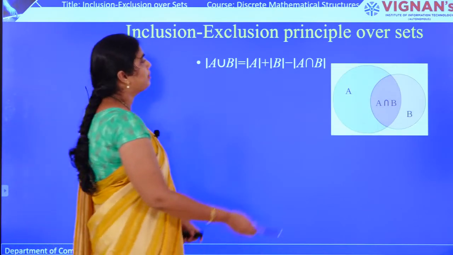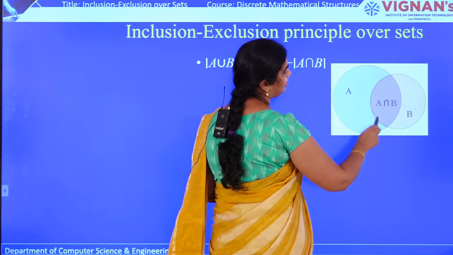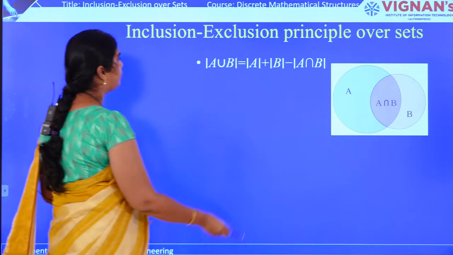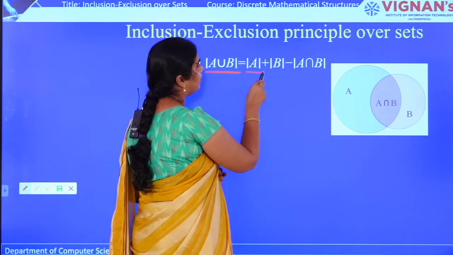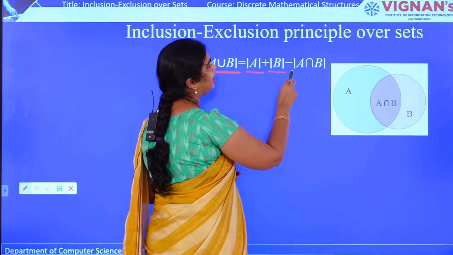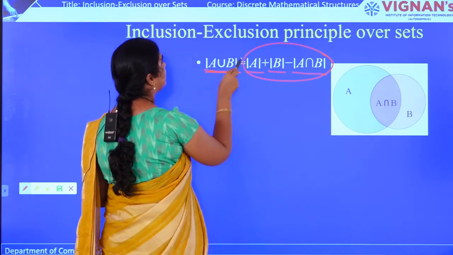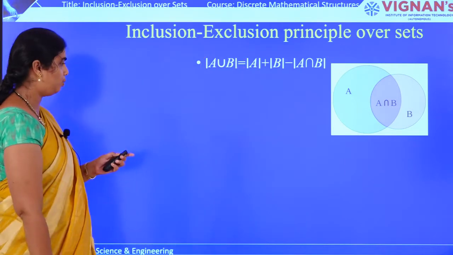Suppose I am given two sets A and B, and the intersection has also been given. Then in that case, I can find the number of elements present in the union using n of A plus n of B minus n of A intersection B. If you perform this operation, then you will get the number of elements present in A union B. This is for two sets.